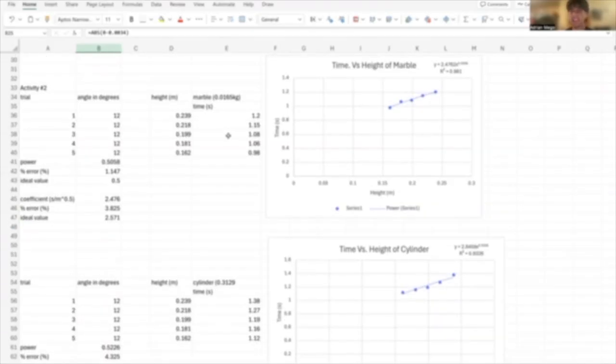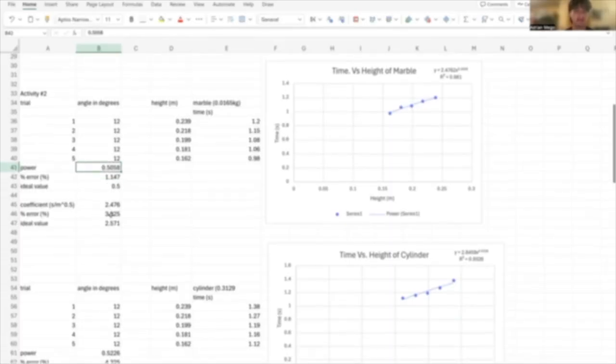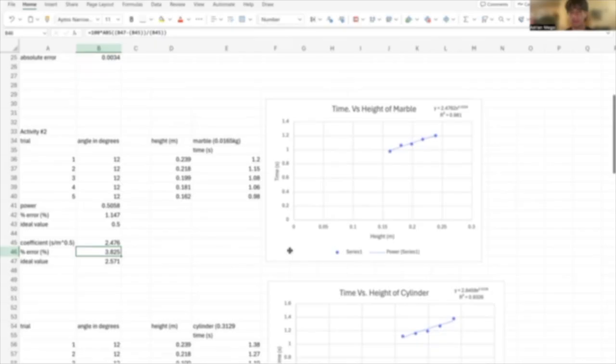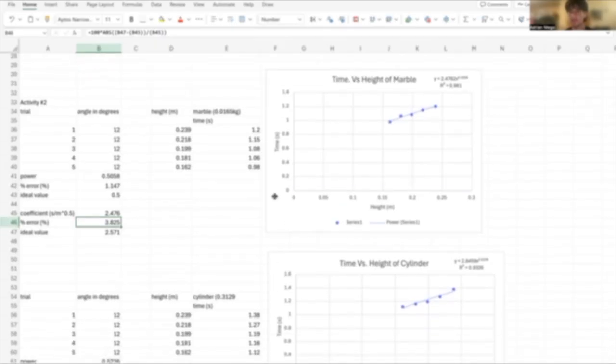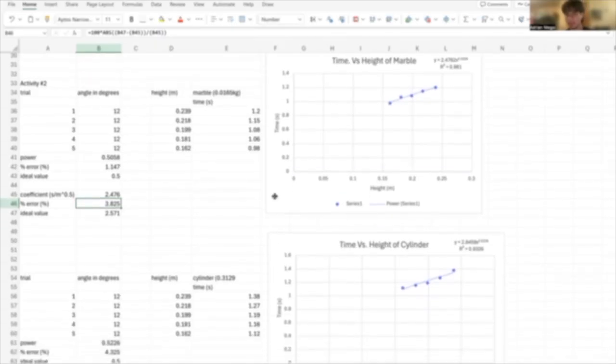Now, we changed the height of the ramp, but kept the angle the same. So we did it on different spots in the ramp. And for the marble, we got a good percent error. It was accurate. As you can see, this is our power, this is our ideal value, as we saw in the theory. And the coefficient was also good. This is how we calculated the ideal value. So they were both accurate, as there were fairly small percent errors. And our R-squared value was good, as it was precise, close to 1.